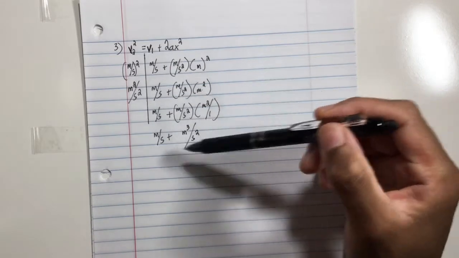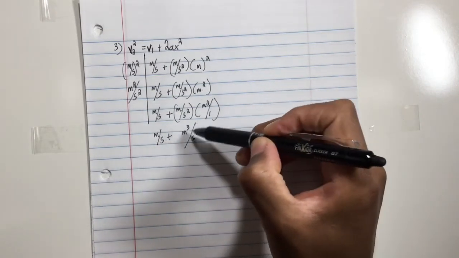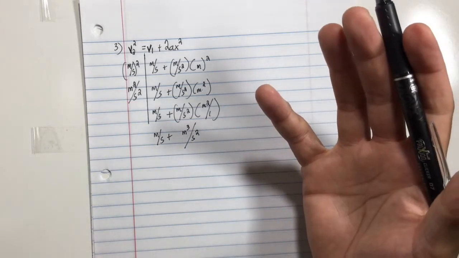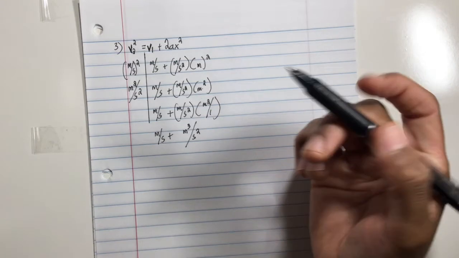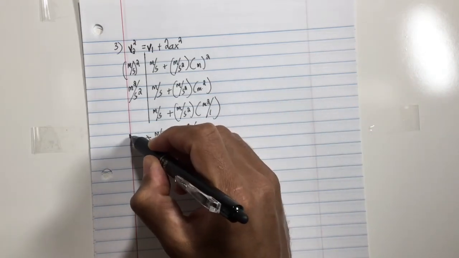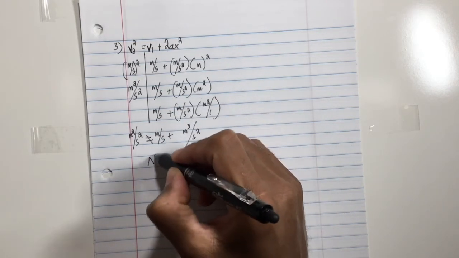Okay, so guys, this is nothing. I cannot combine a meter per second and a meter cubed per second cubed. I can't do it. All right, so this is not equal to a meter squared per second squared. So no.